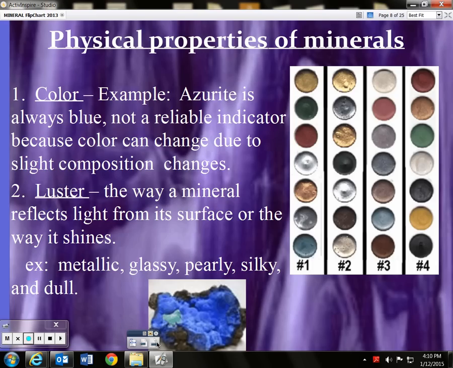Number 2 for physical properties is luster. Luster is the way that a mineral reflects light from its surface, or the way it shines, but the way it reflects that light is what I'm really looking for. Examples of luster are metallic. So if it looks like metal, it's metallic. If it reflects light like glass on a window would, then it's glassy. Pearly, silky, those are pretty close to each other. We'll see examples in class. And dull means that it doesn't reflect light in any way.